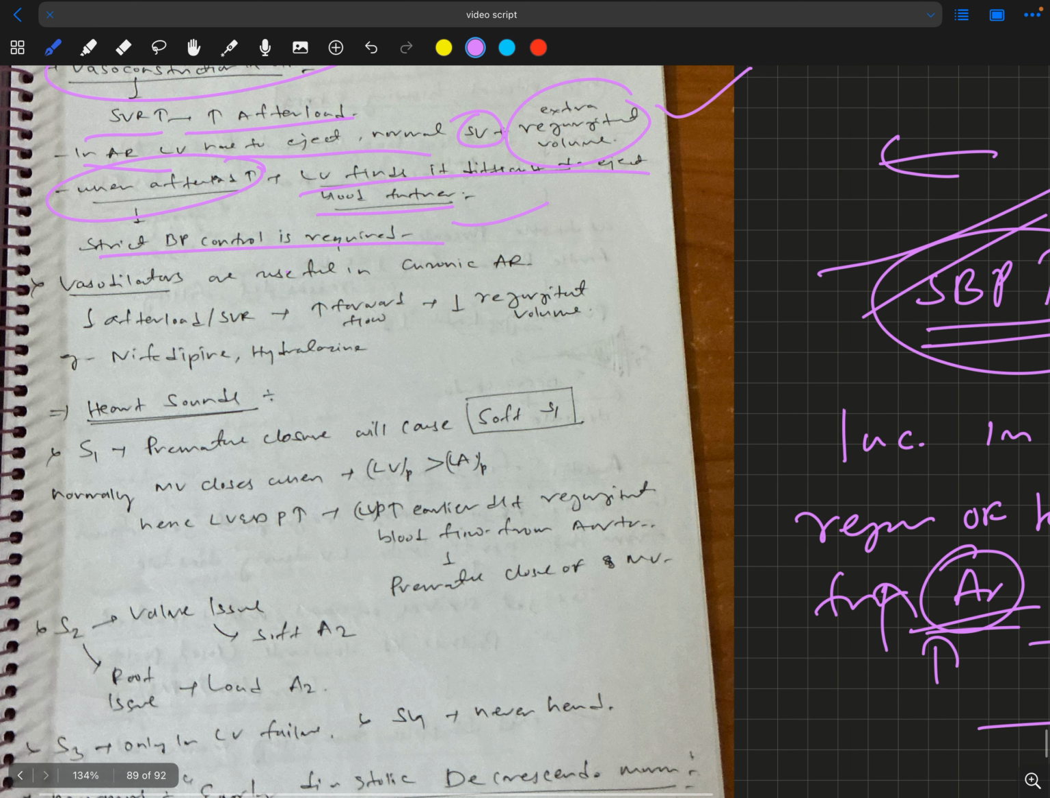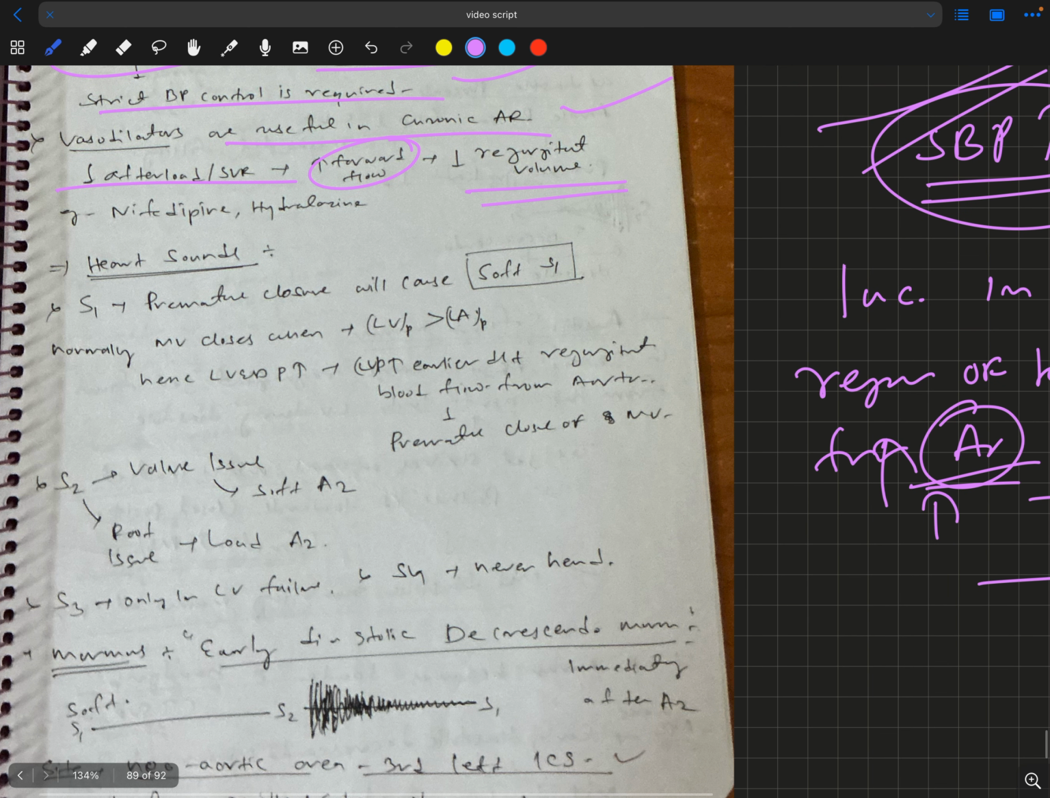So vasodilators are used in management of chronic AR also. They decrease the afterload or systemic vascular resistance and increase forward flow, so there will be a decrease in regurgitant volume. So vasodilation is helpful in management of AR. Nifedipine and hydralazine are used in management of AR. Now we discuss the heart sounds and murmur.